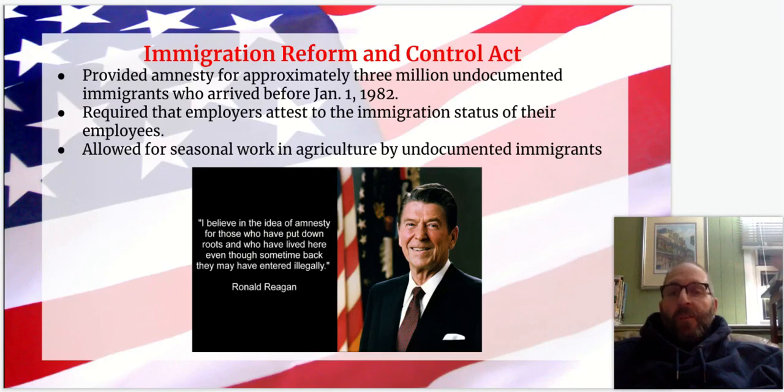And then the other part of this immigration reform bill was that owners had to attest to the immigration status of their employees. He did try to have some sort of temporary worker program where we could bring people in to work in agriculture. But this was something that Reagan proudly stood behind, giving amnesty to those 3 million people.